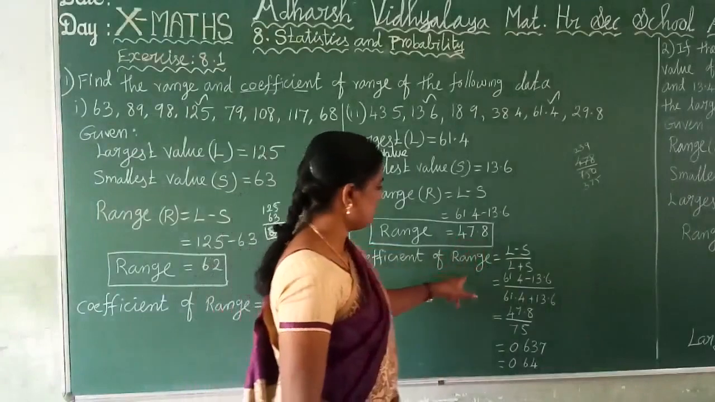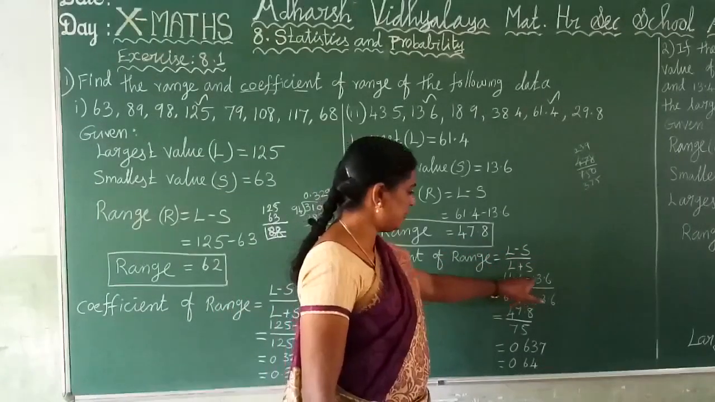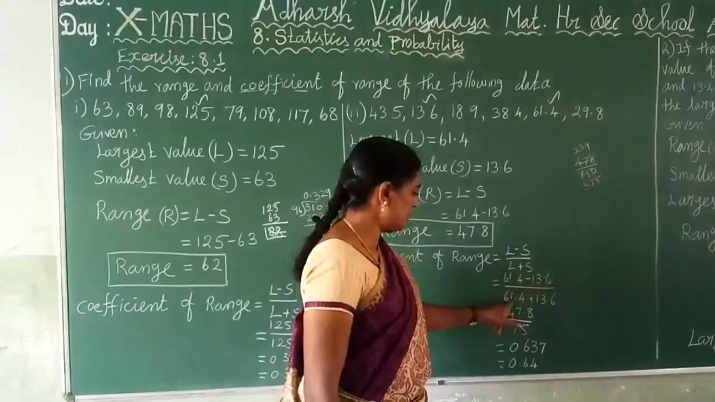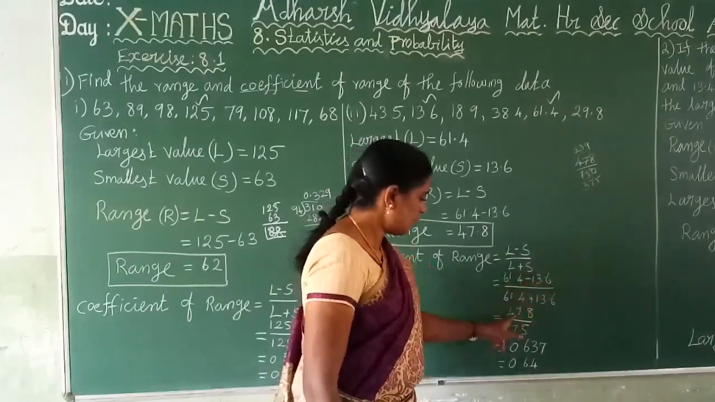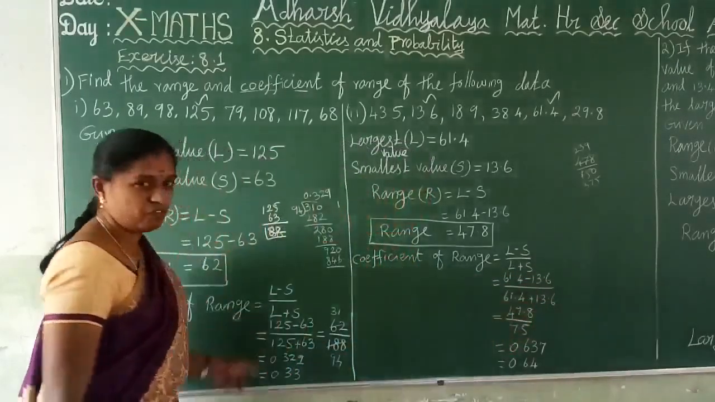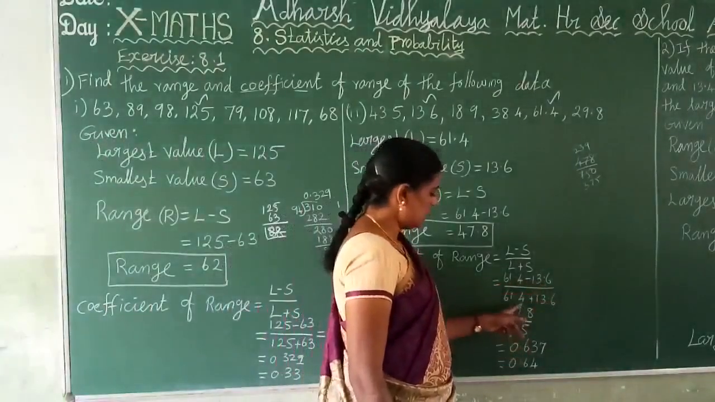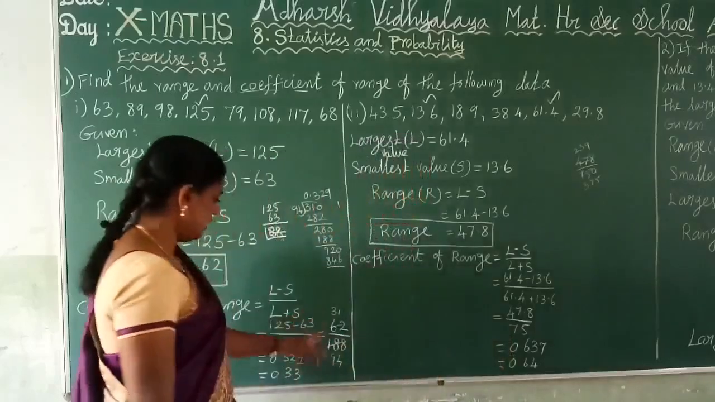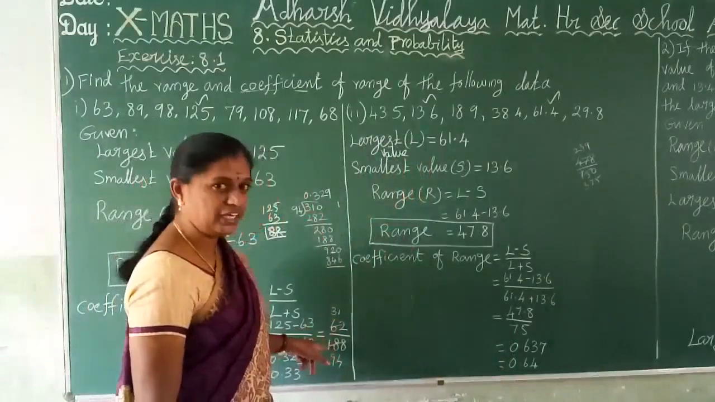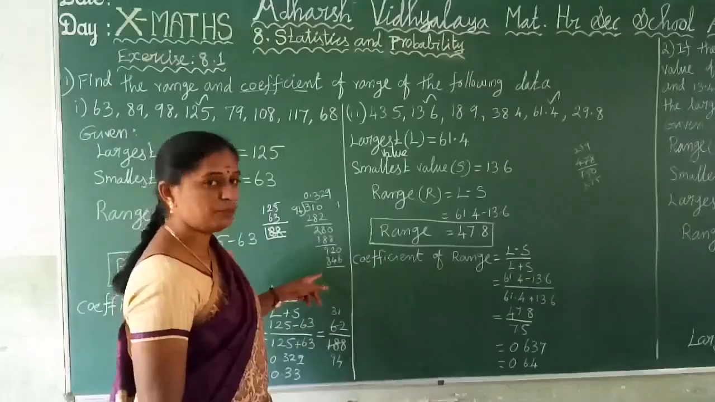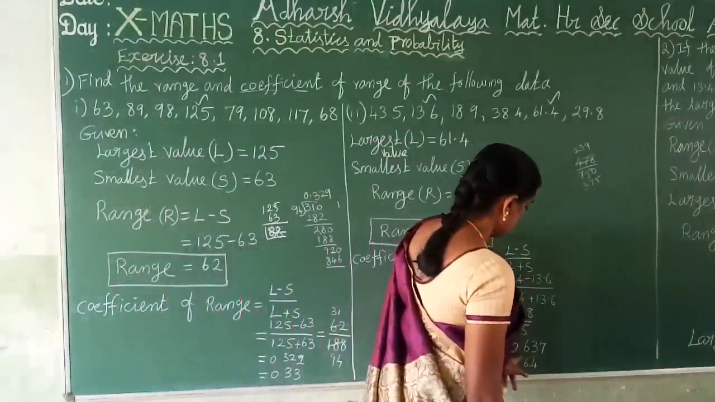Next, coefficient of range is equal to L minus S by L plus S. L value 61.4 minus 13.6 by L plus S, 61.4 plus 13.6. The same method here: subtract, and this one add. The same as the first question model, you do it. Here subtract and this one add and then divide. Same method. Any table applies means you apply and then divide. Otherwise, not applicable for any table means directly you divide the values. Clear? So here we get 3 decimals, 0.637.